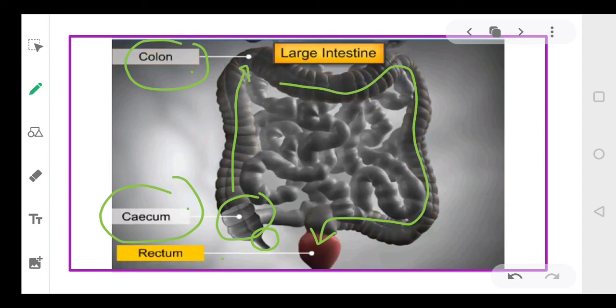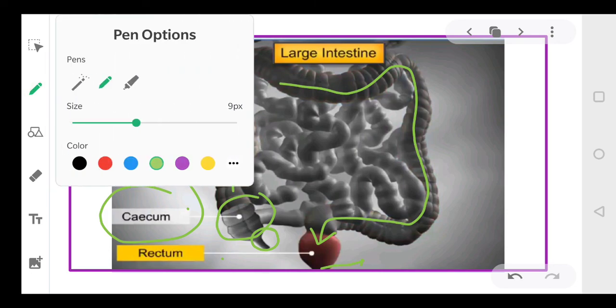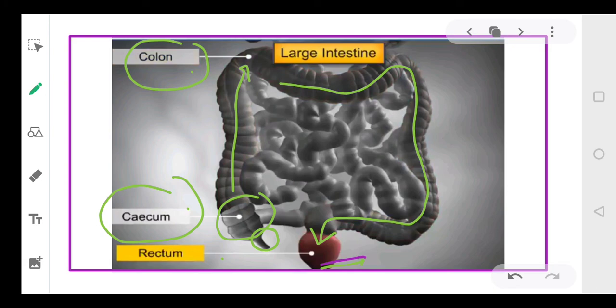So the waste material will be stored in the rectum. Okay, rectum will store it, and then finally from rectum it will be removed with the help of anus. So here you will have anus also, right? The waste material will be kept stored in the rectum, and once the rectum is full, then the waste material is removed from the body through anus. Right everyone? I hope there is no doubt now.